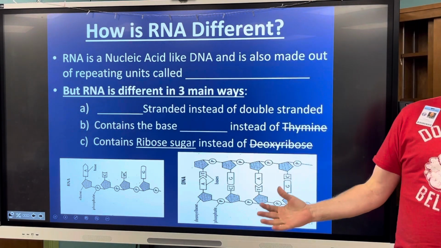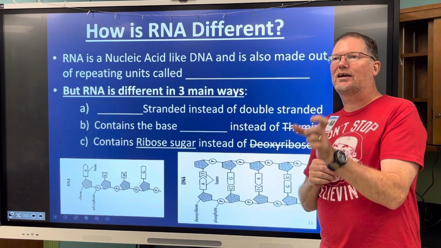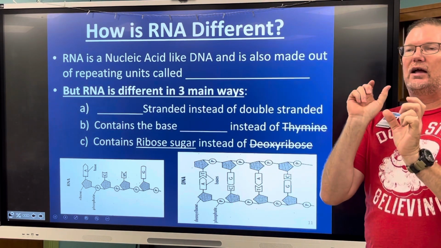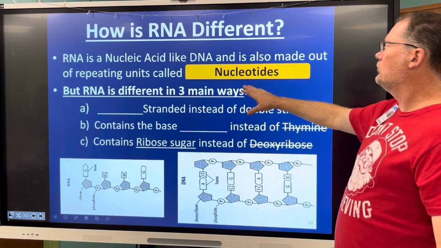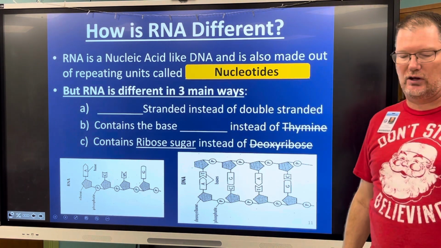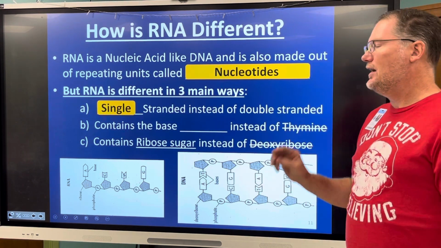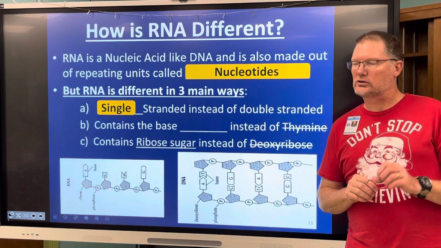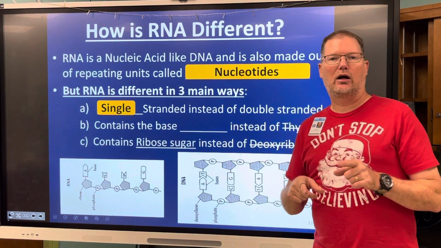So how is RNA different from DNA? Well, we already said that DNA is deoxyribonucleic acid, and you just take the deoxy off, and you have ribonucleic acid, okay? It's also made out of repeating units called nucleotides. But RNA is different in 3 ways. It's single-stranded, not double-stranded. That's very important. Remember I told you that DNA is too fat to get through? RNA is not.